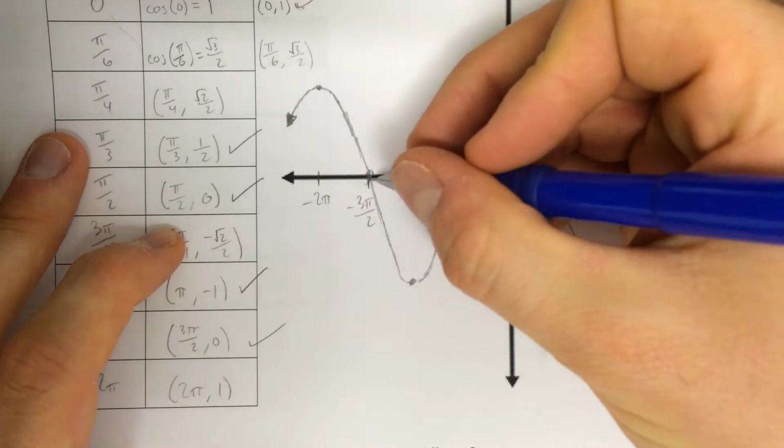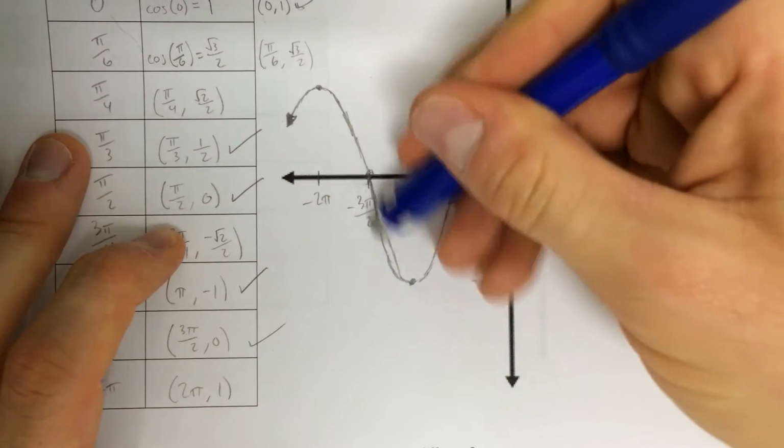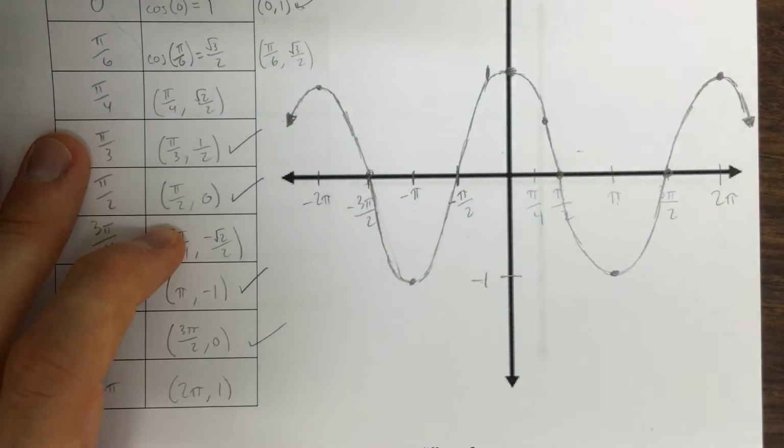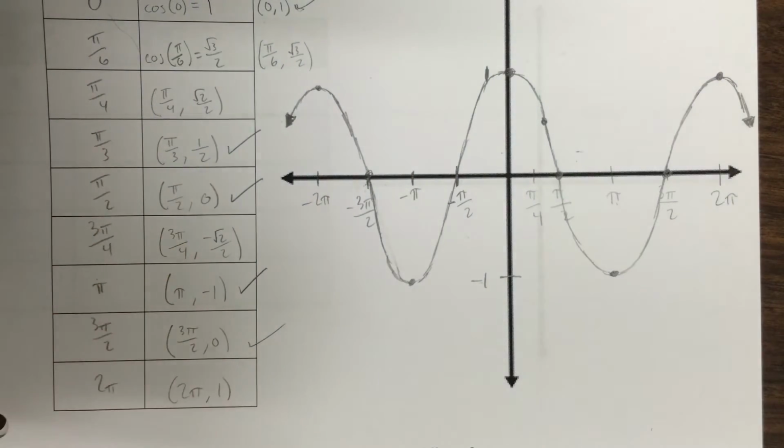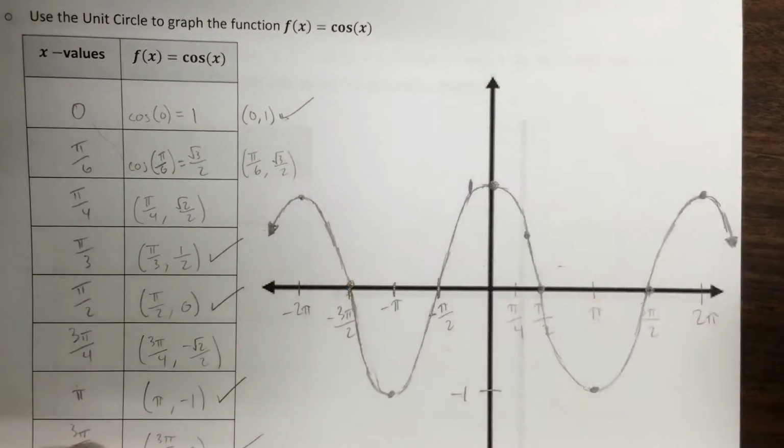So that's our sine curve. Make a little correction right there. A little bit better. That's our sine, or cosine curve. I apologize, cosine, because we're dealing with cosine of x here.